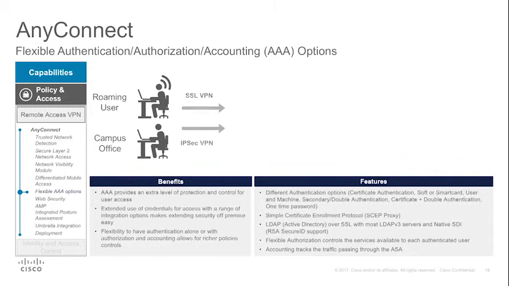AnyConnect has a range of authentication, authorization, and accounting functions to enable better secure access. Authentication provides a way to identify a user, typically by having the user enter a valid username and valid password before access is granted. This can be used for network access as well as VPN access.